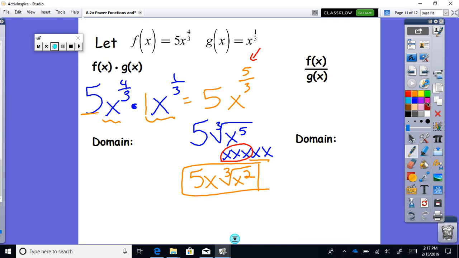So we have a cubed root and an x squared. Cubed roots are fine. You can't have negatives under an even root, but a cubed root is an odd root, so that's fine. You're not dividing by anything, so you don't have to worry about the denominator equaling 0. So the domain is all real numbers. You can plug in any x you want.